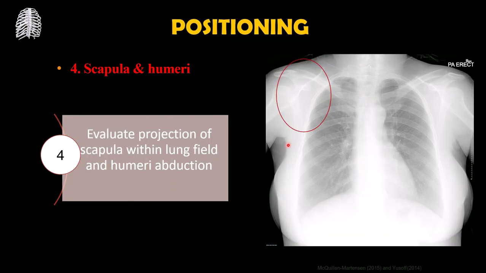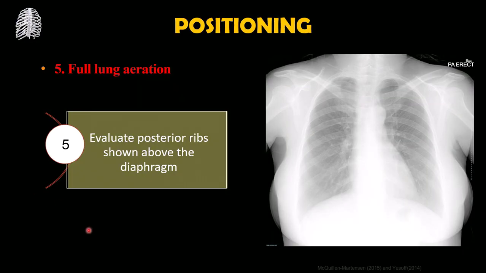Next, this radiograph shows that the scapulae are projected out of the lung field and the humeri are abducted away from the chest area. For lung aeration, this image shows 10 posterior ribs demonstrated above the diaphragm, indicating full lung aeration.